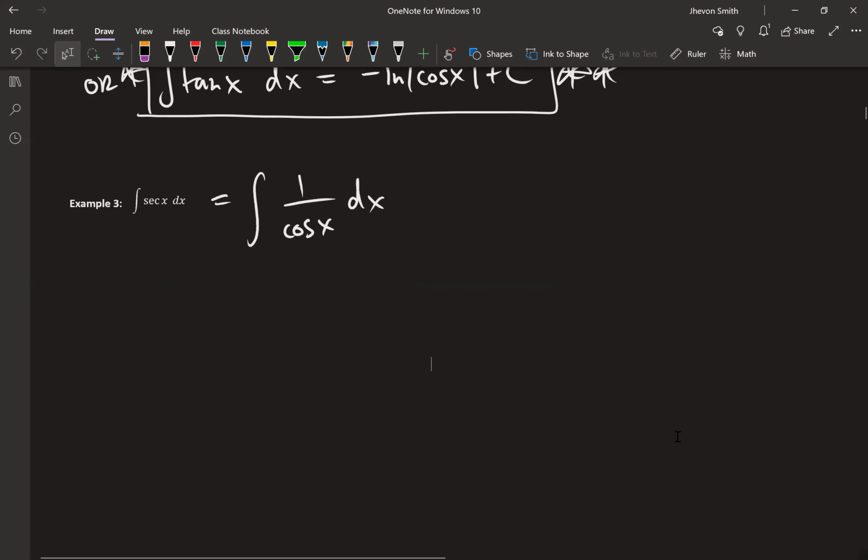Other ideas. So you'd substitute cosine of x. What would happen if we do that? Like u equals cosine of x, your du would be minus sine of x dx. What would we do with that?